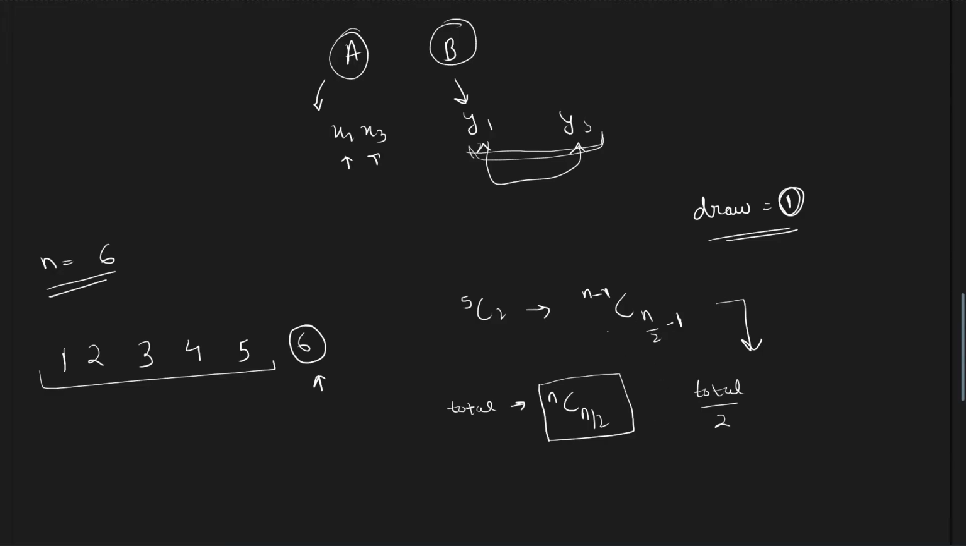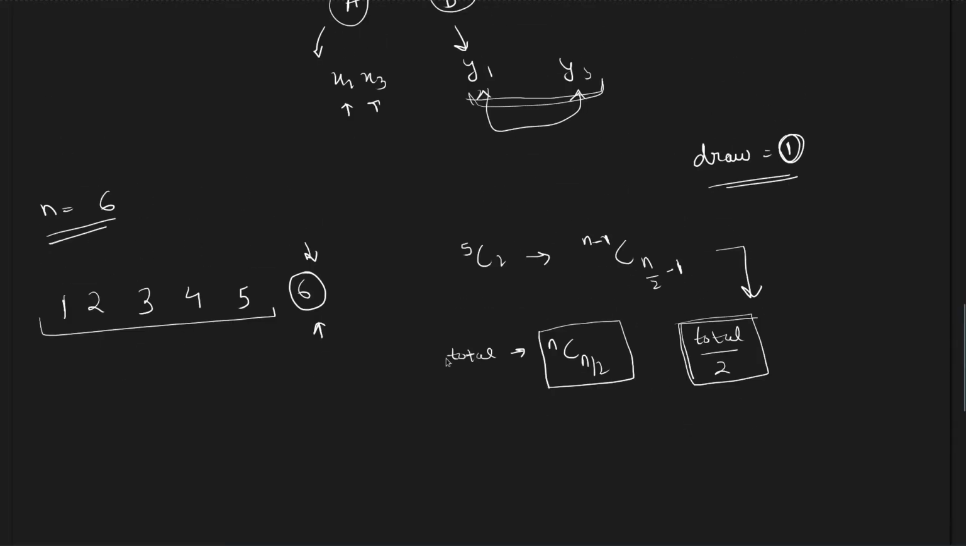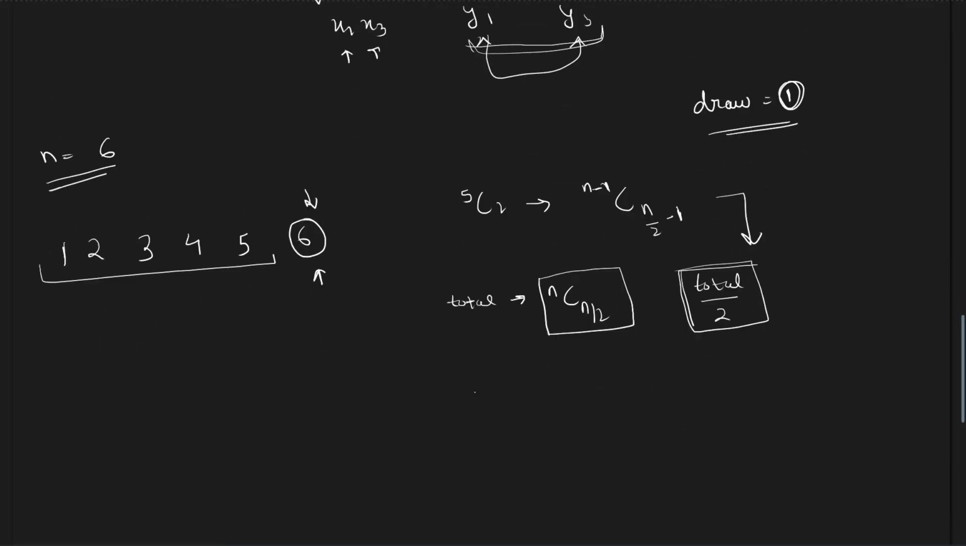So the number of ways such that player A has the greatest card in the deck is always total by 2, and total is the total number of ways to choose n by 2 cards from the deck of n cards, right? So this is the first case. Let us write observation 1.